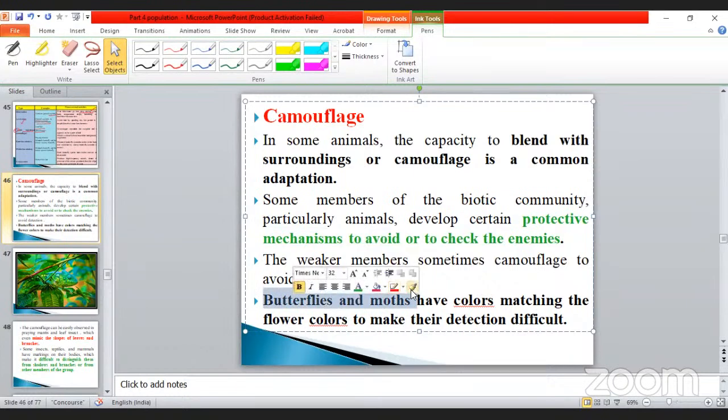Okay, this is the melanism. Already we discussed in the Galapagos Island, isn't it? What happened? The moth color is similar to that of the bark of the tree. The white colored moth can be easily hunted. The black moth escapes from the area. Likewise, butterflies as well as moths have colors matching the flower colors to make their detection difficult. One of the best examples is the chameleon.